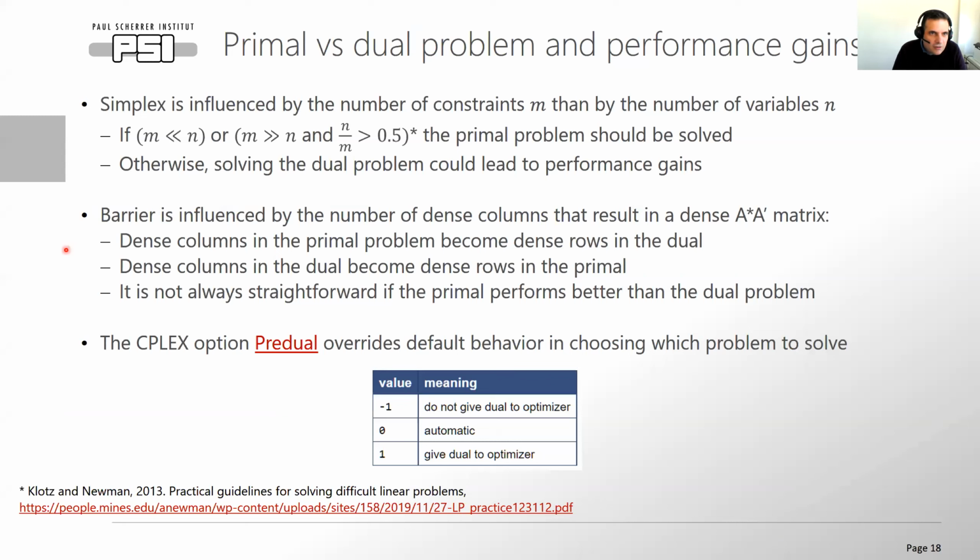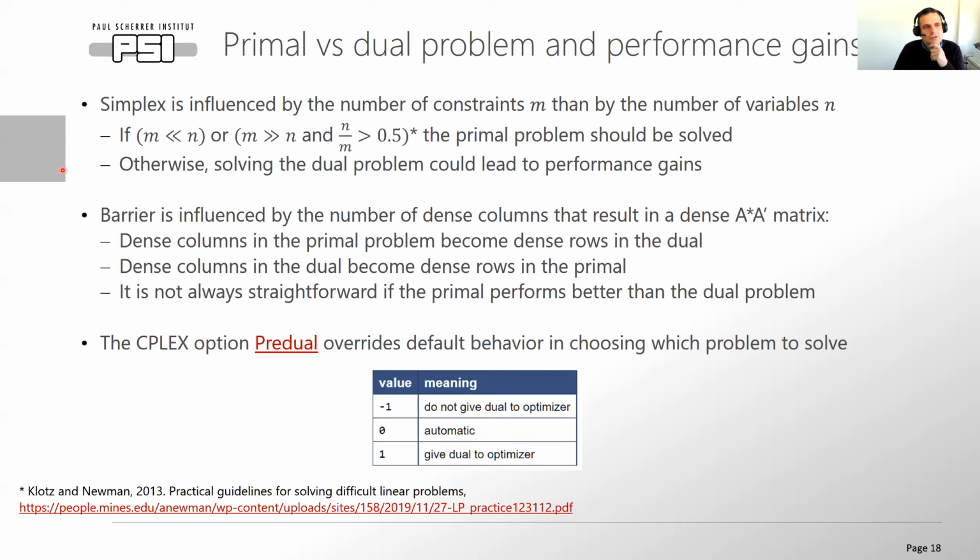In the Simplex algorithm, performance is influenced mostly by the number of constraints instead of the number of variables. There are some rules of thumb: if you have many constraints, or more constraints than variables but the ratio is quite small, then the primal simplex should be solved. Otherwise, you go with the dual simplex.